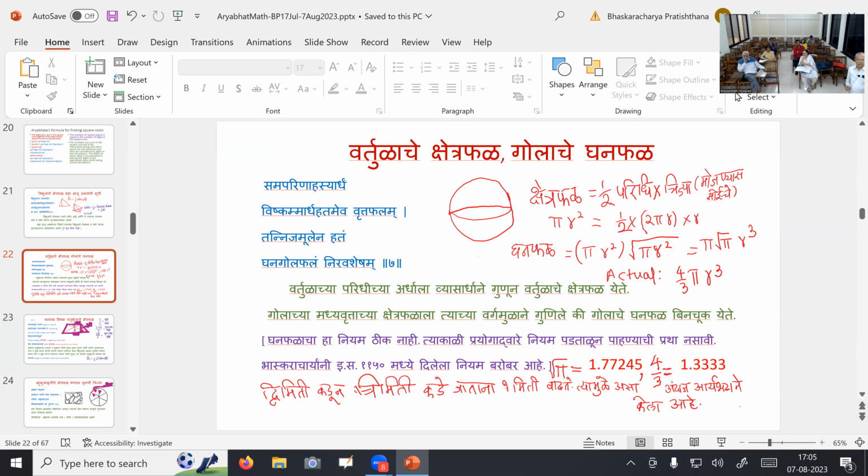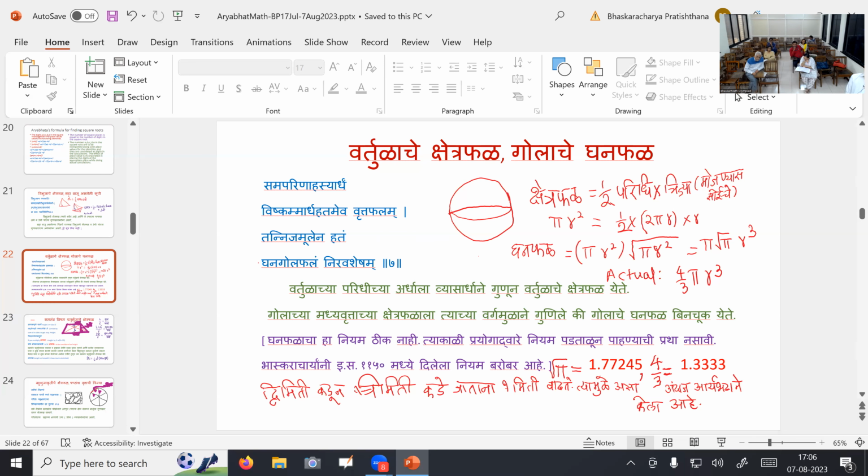So here he says, as we have seen, samaparinahasya ardham vishkambhardha hatameva vruttaphalam. Vruttaphalam is the area of the circle. Vrutta is circle and phalam is its area. How is it to be obtained? Samaparinahasya ardham: parinaha is paridhi, or circumference. Then you take half of that, ardham. Then you multiply it by vishkambhardham. It is not vishkambha, but vishkambhardham. Vishkambha is again diameter, and half of that is Trijya. So 1/2 into circumference into diameter, diameter half, that is Trijya.